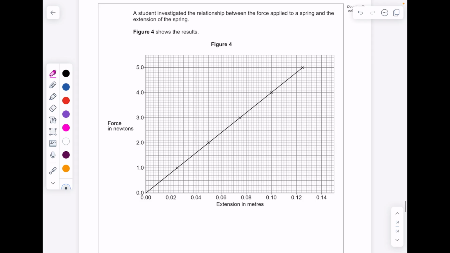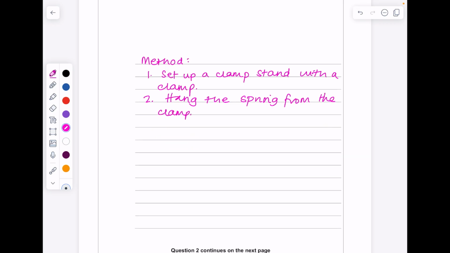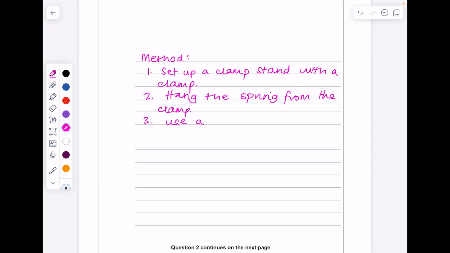So this is your standard investigation linked with Hooke's law. So it's when you add weights to the end of a spring and you measure the extension, but we just need to pad that out with more detail. So in terms of our method, step 1, set up a clamp stand with a clamp. Obviously you need something to hang the spring off. 2, hang the spring from the clamp. 3, use a meter ruler to find the length of the spring before any weights have been added.